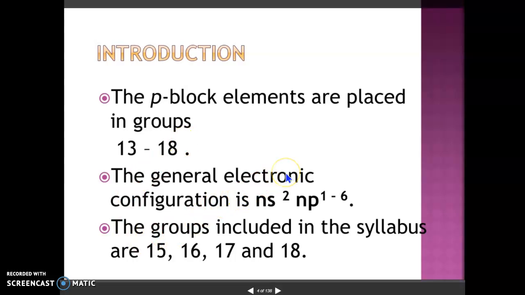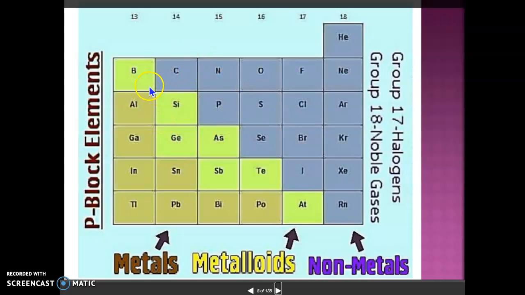The general electronic configuration is ns2 np1 to 6. The groups included in the syllabus are the 13th, 15th and 16th group elements. Here is the position of the p-block elements in the periodic table, placed on the right side, having a total of 6 groups, that is 13th, 14th, 15th, 16th, 17th and 18th group.